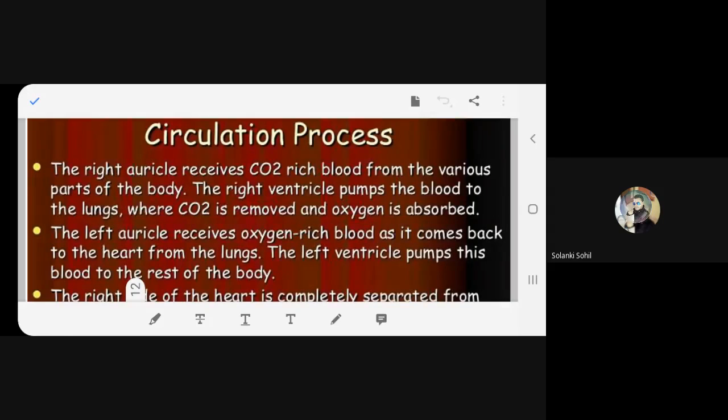Ma'am, your voice is cutting. Now it's clear. There's a problem since morning. It is happening this way. Instead of CO2, you will say carbon dioxide, right?